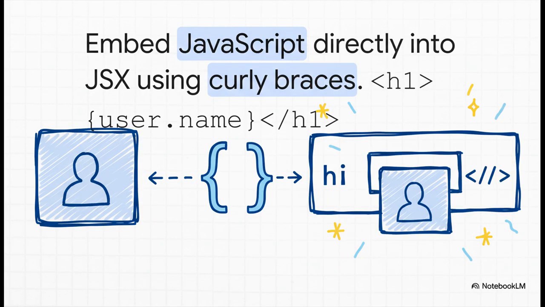And this is where the magic really happens. JSX isn't just static, boring markup. See those curly braces? They're like a little escape hatch back into regular JavaScript. You can pop any variable, any expression right inside them, and React will render the result. This is how you take static components and breathe life into them with dynamic data.